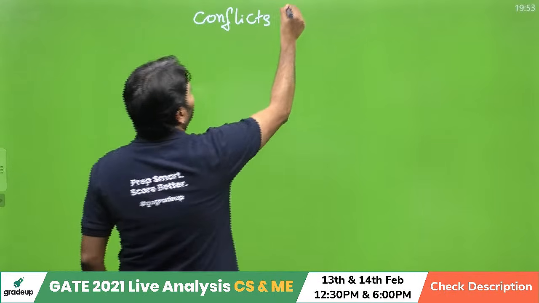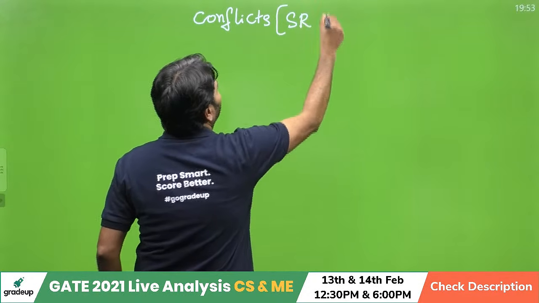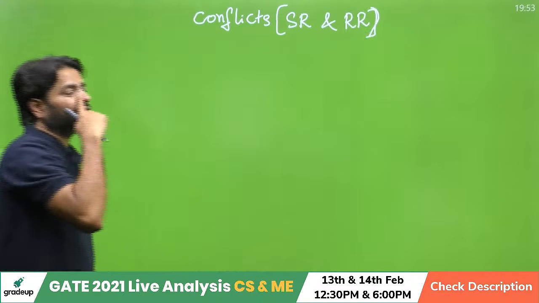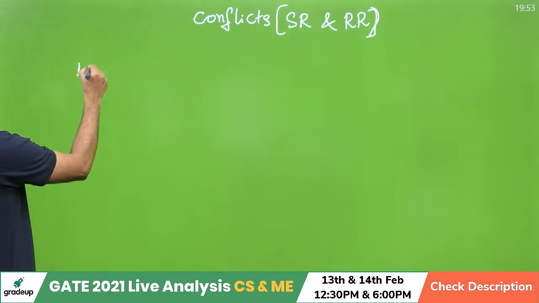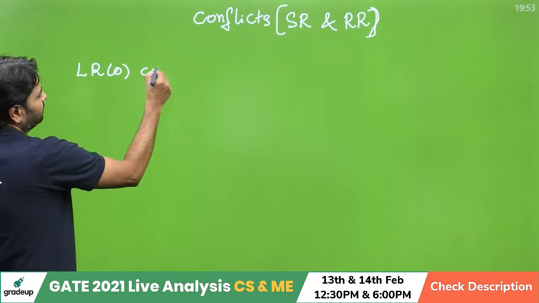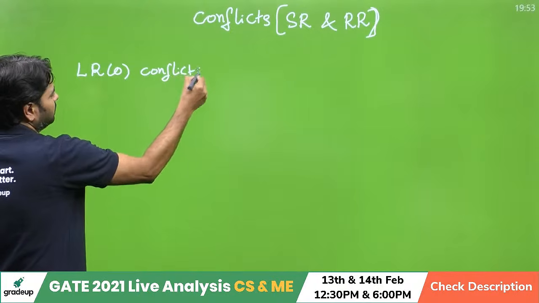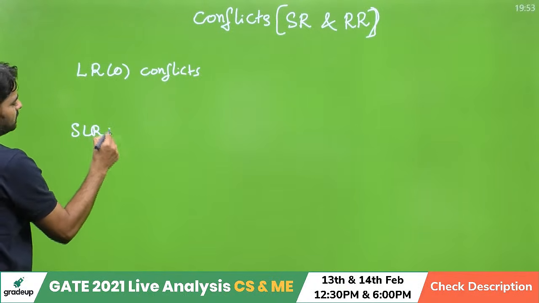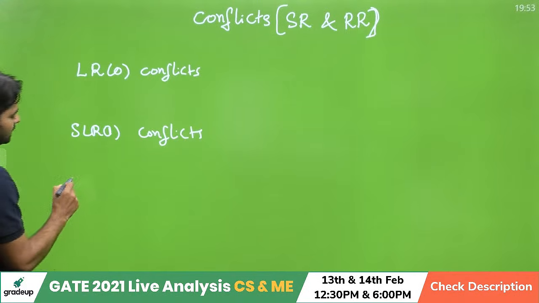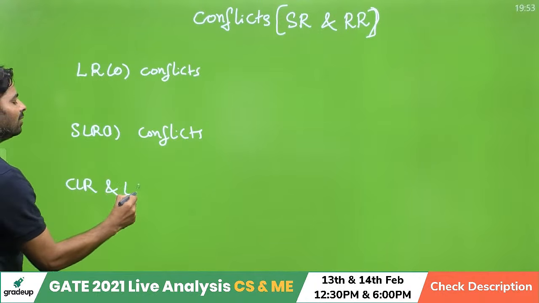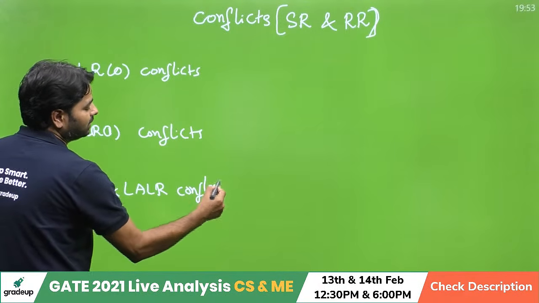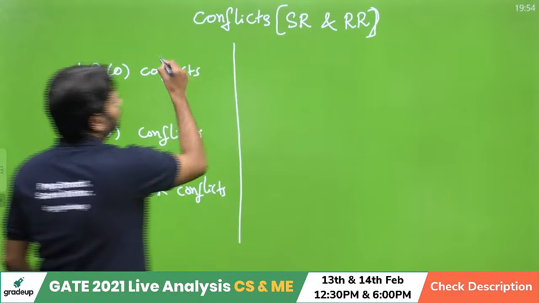Conflicts. We have two types of conflicts. One is SR and the other one is RR: shift-reduce and reduce-reduce. So if I am going to talk about LR0 conflicts, there are two types. Even in SLR1, there are two types. And for CLR1 and LALR1, you can use the same principles. Only the diagram is different. Okay, you can remember this.